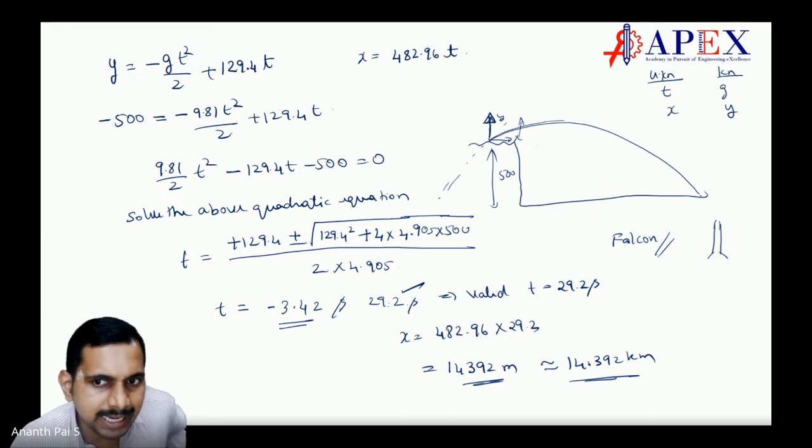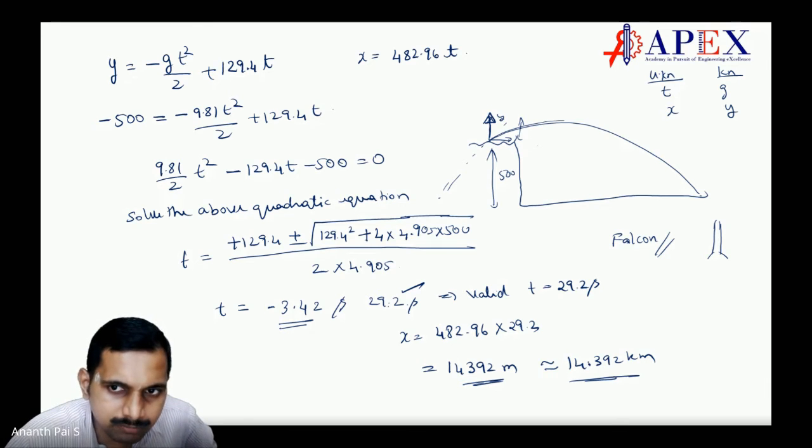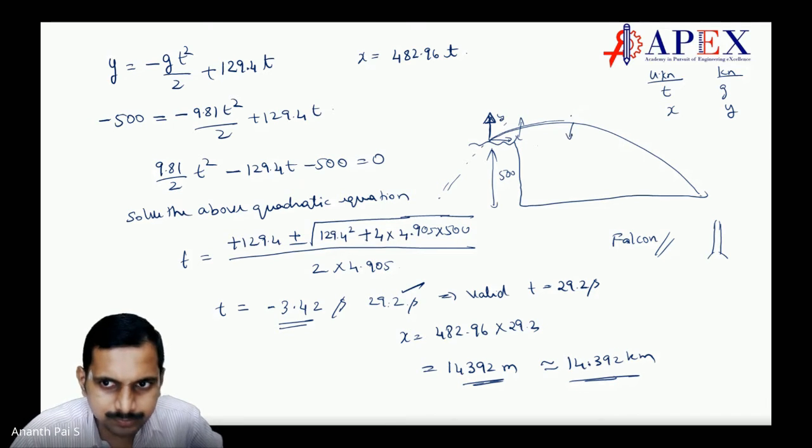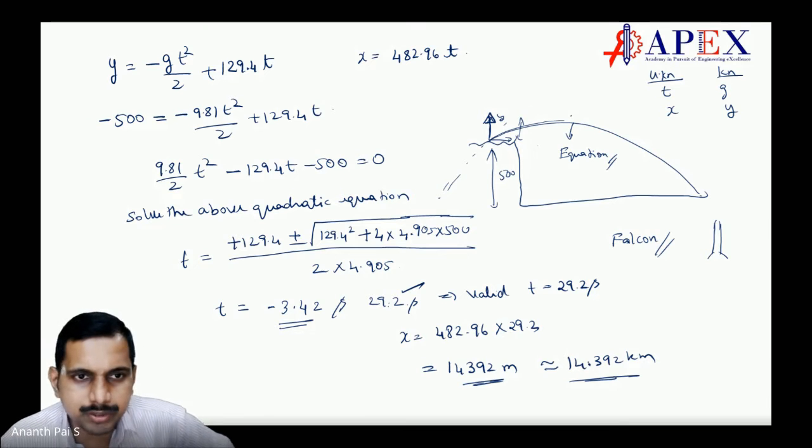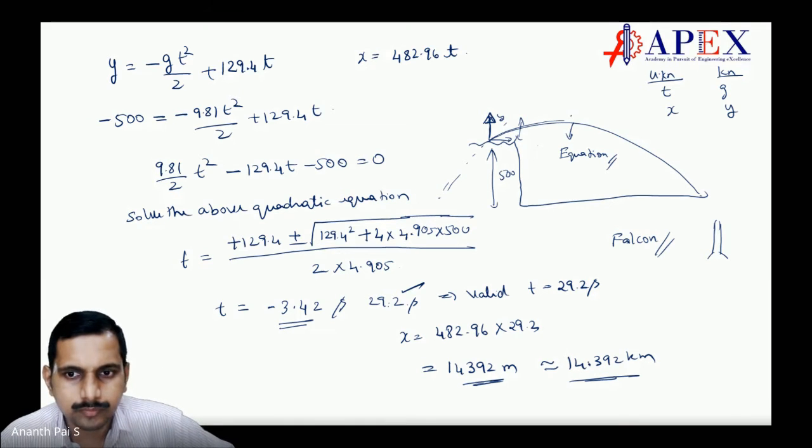Can we find the trajectory? What is the equation of this curve? Let us find the equation of this curve. They may ask, right? Equation. Can we find the equation?